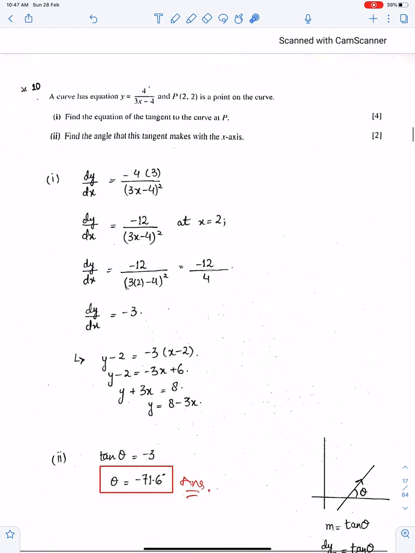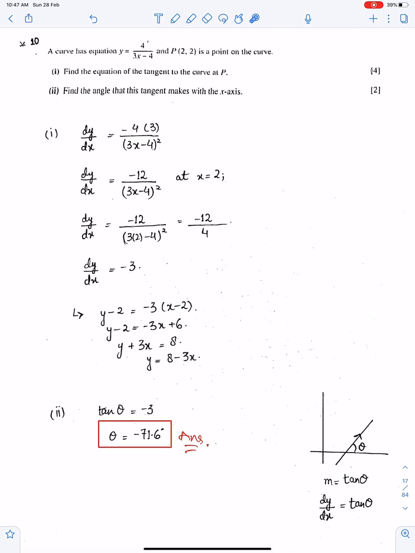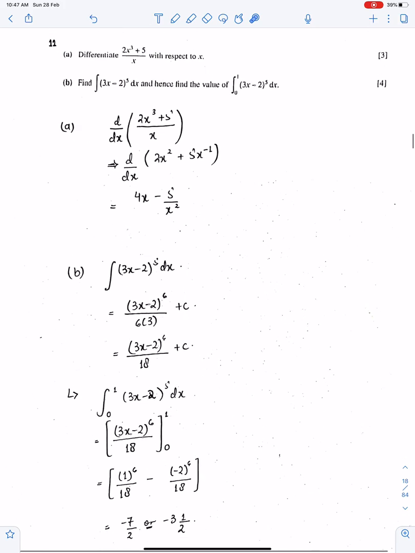If you want to take a screenshot of this, you can, because the second part is important. You just need to learn this formula. I'll only discuss the first part, differentiation.